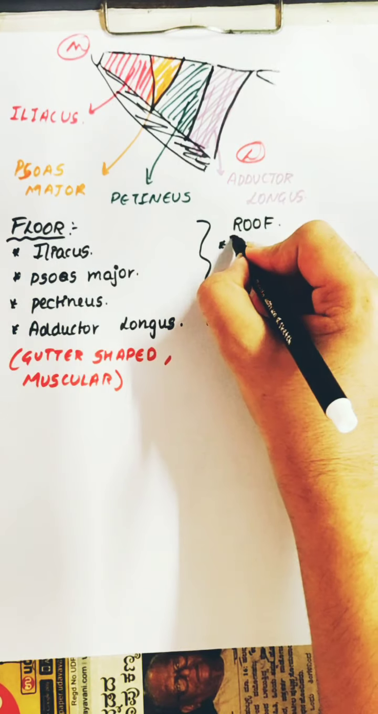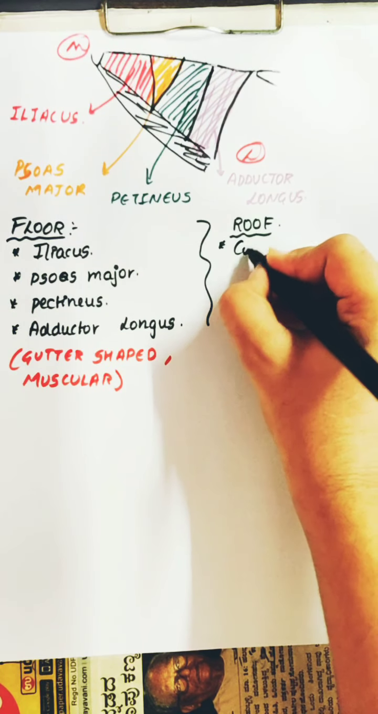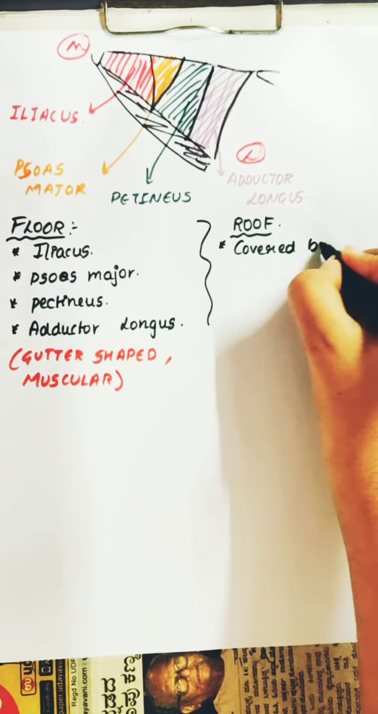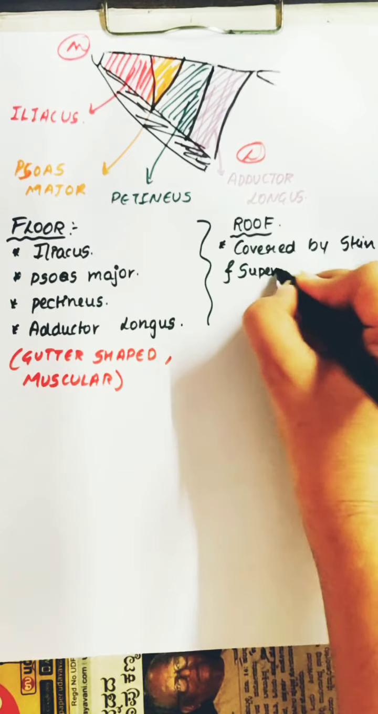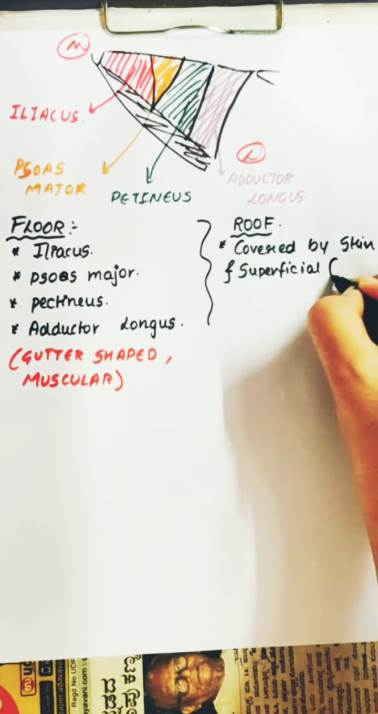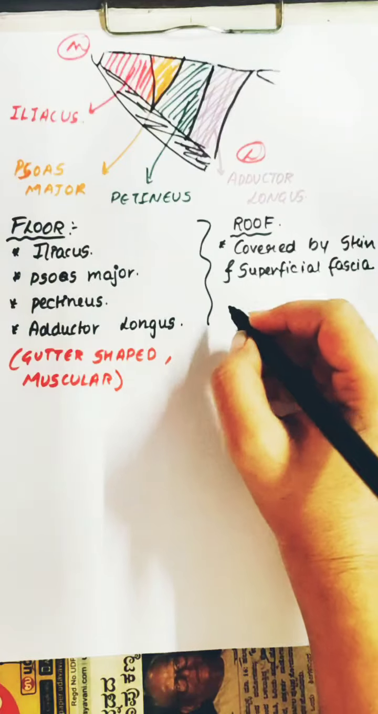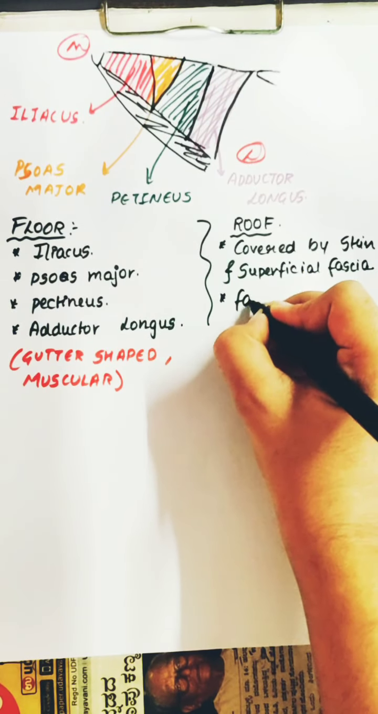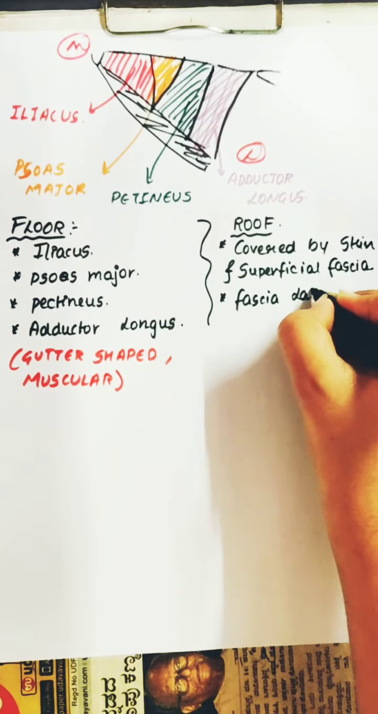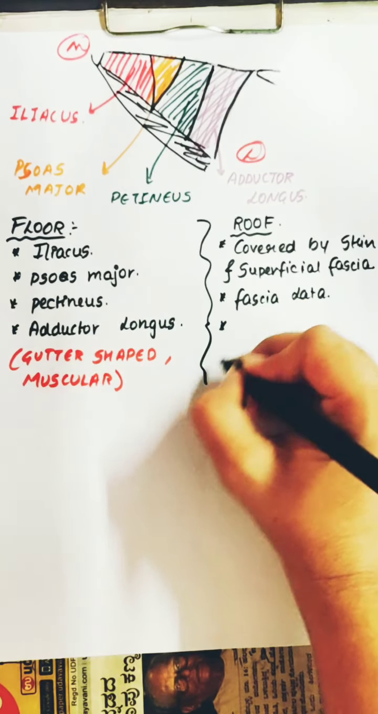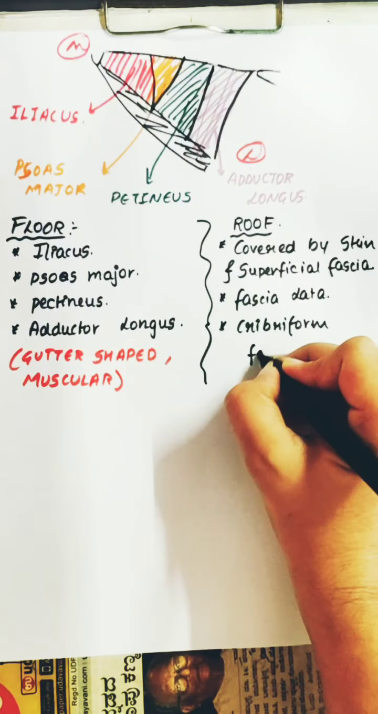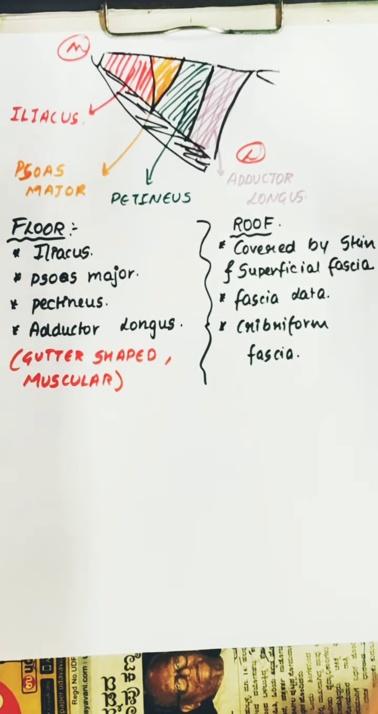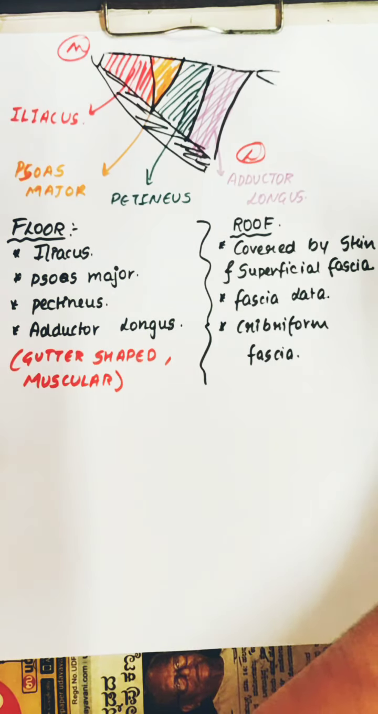Next, the roof is covered by skin and superficial fascia. There is also fascia lata and cribriform fascia. So these are the structures which are present on the roof as well as floor.